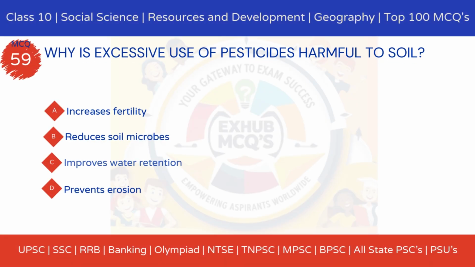MCQ 59, why is excessive use of pesticides harmful to soil? Option A, increases fertility. Option B, reduces soil microbes. Option C, improves water retention. Option D, prevents erosion.